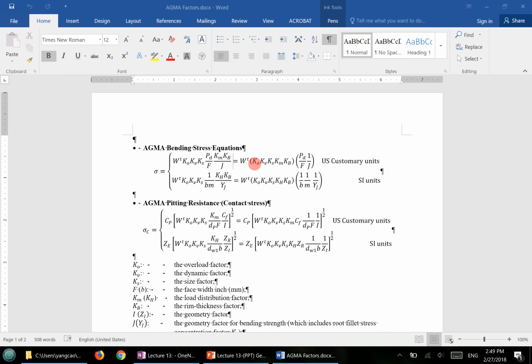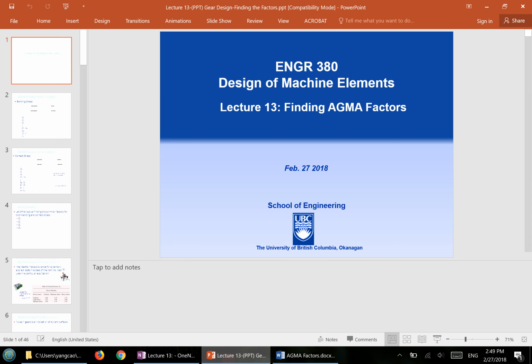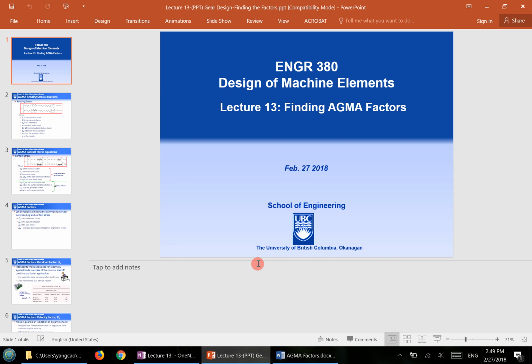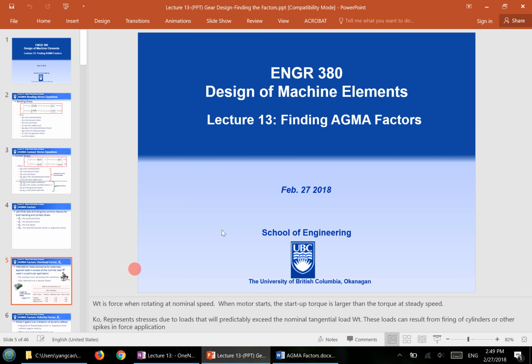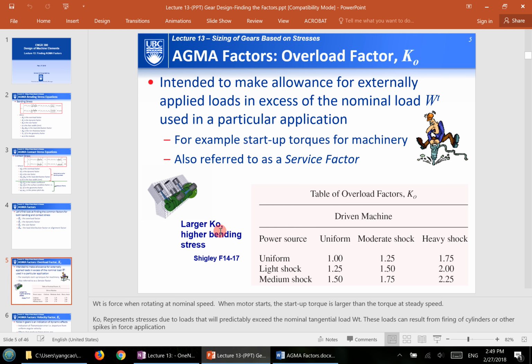The nice thing is, once we figure out the KO for the AGMA stress equation, we have the same variable for the contact stress, so we don't have to do it again. I'll use my PowerPoint to illustrate some of the concepts for each one of the parameters. First of all, this is KO here. So what is KO? You are using a gear to transmit the power from one end to the other end. So you have an input power, and then you have the output power.